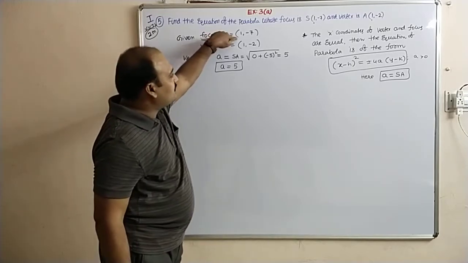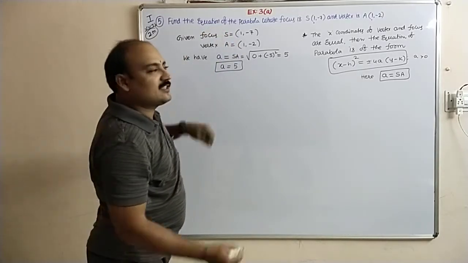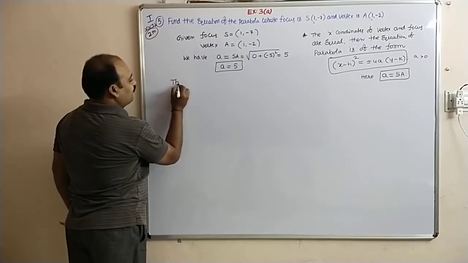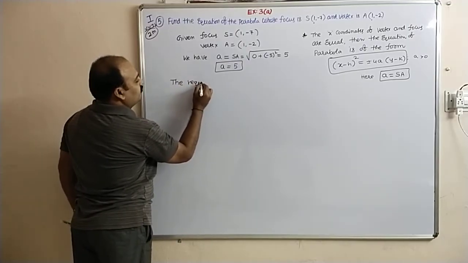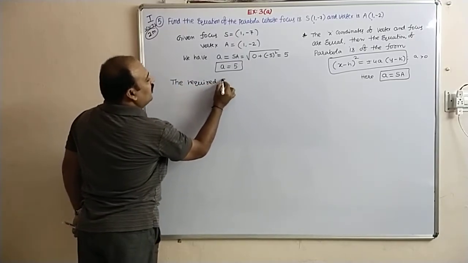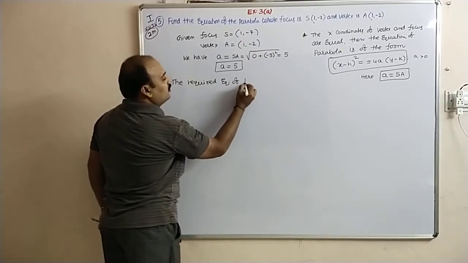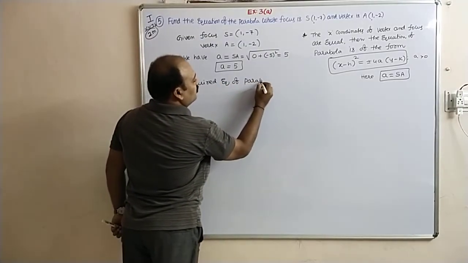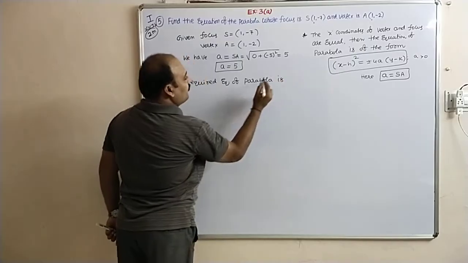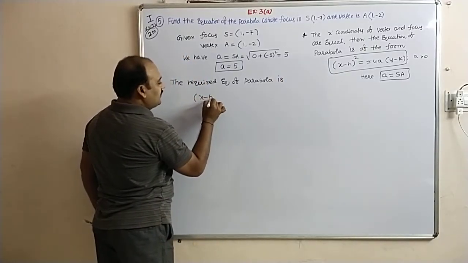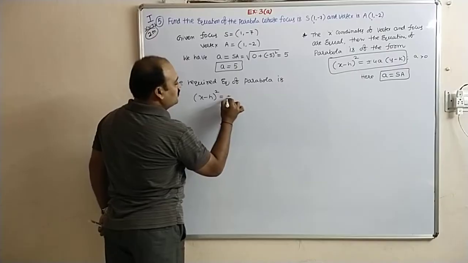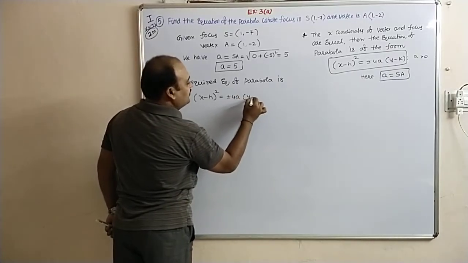Whenever x coordinates are equal in the focus and vertex, the required equation of parabola is x minus h whole square equal to plus or minus 4a into y minus k.